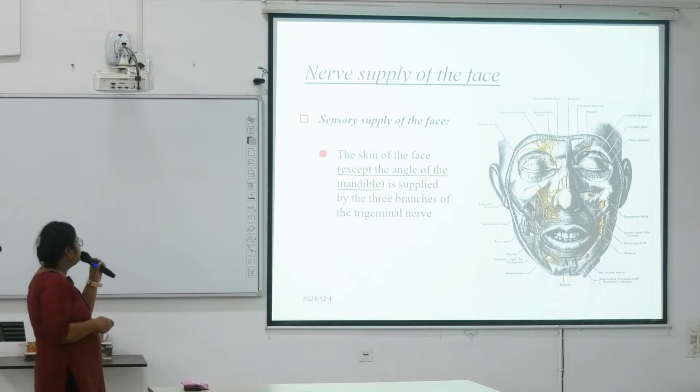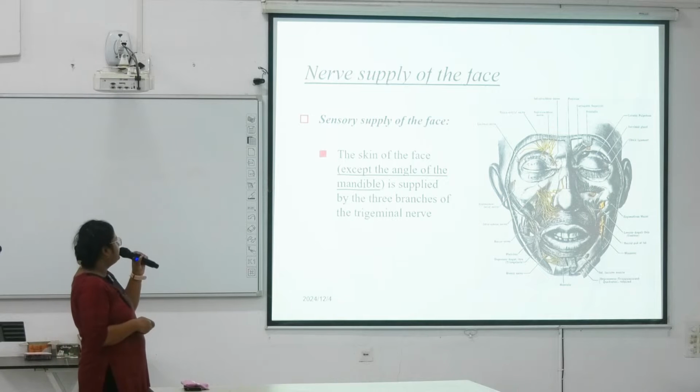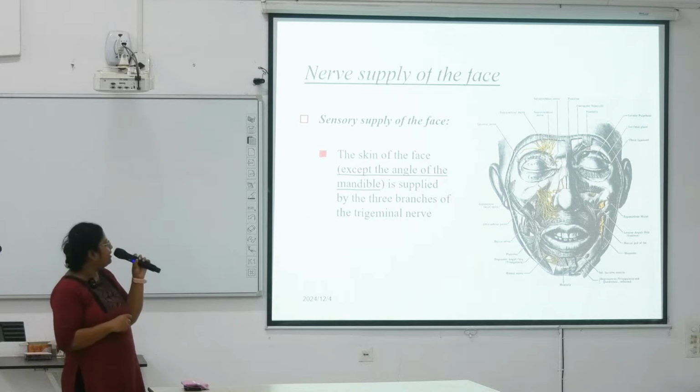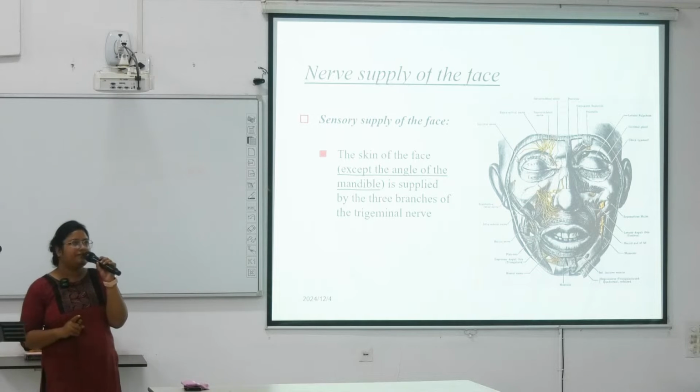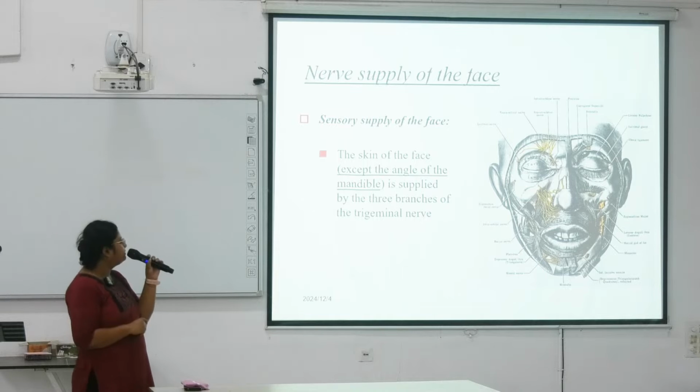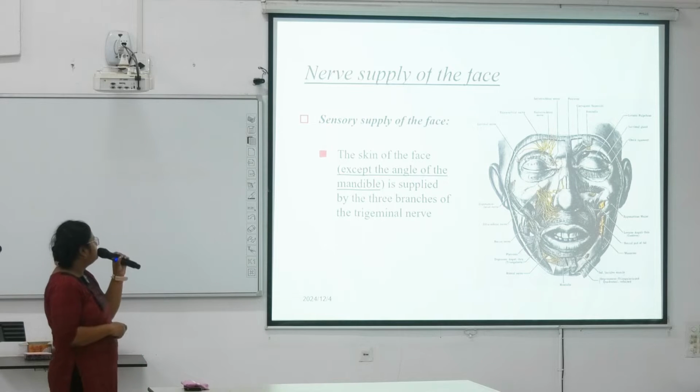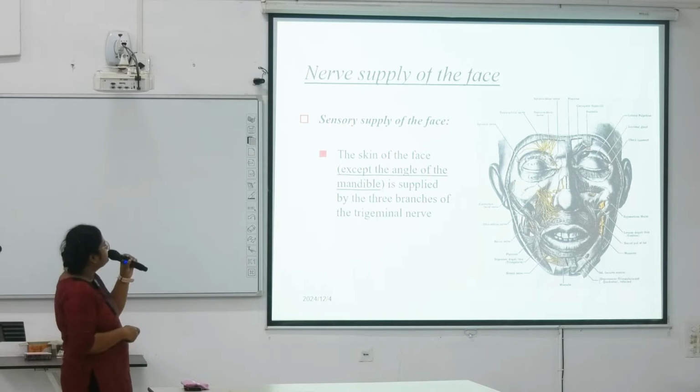Next, the skin of the face, except the angle of the mandible, is supplied by 3 branches of the trigeminal nerve. Next, we are going to the sensory supply of the face. Up till this, we were discussing the motor supply. Okay, facial nerve is the motor supply of the face. Next, we are going to the sensory supply. Sensory supply of the face: skin of the face except the angle of the mandible is supplied by 3 branches of the trigeminal nerve.